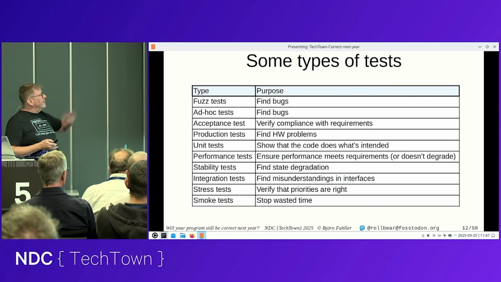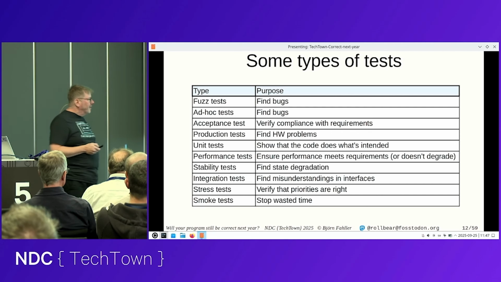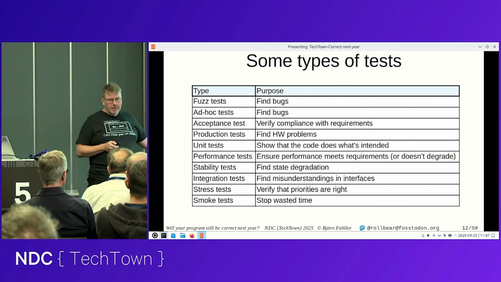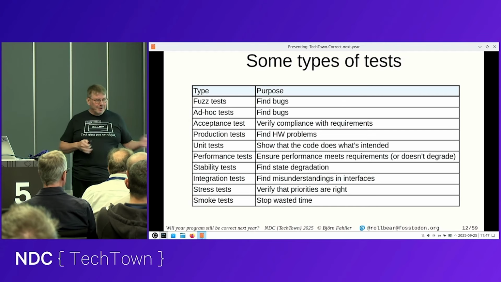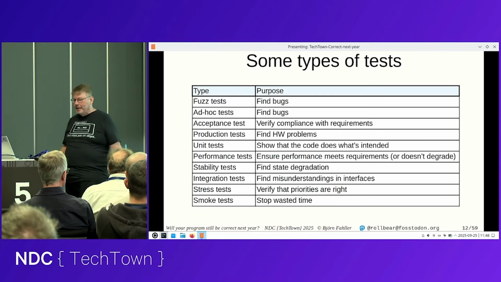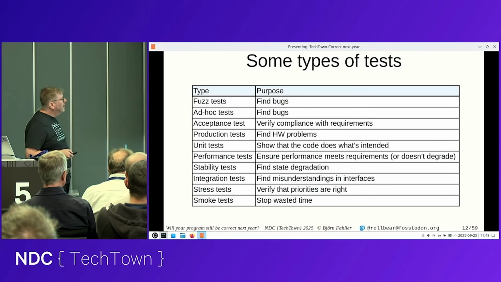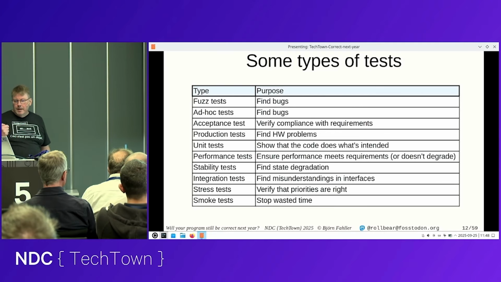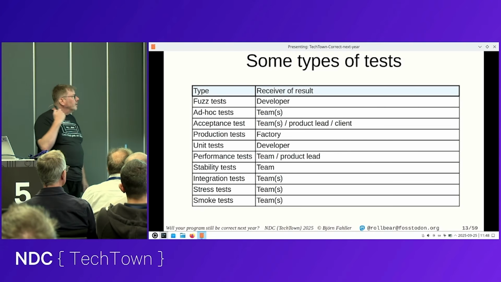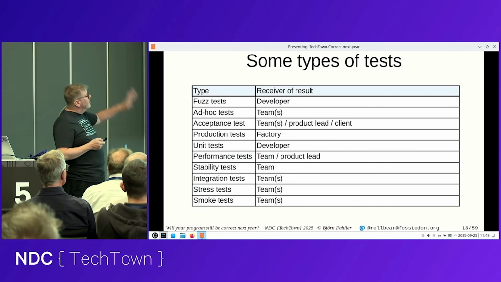Stress test. Give the system more to do than it can handle. Are you ditching the right things? How do you behave? Or do you just lie down and die? Smoke test. Stop wasting time. So who is the receiver of the result of these different tests?